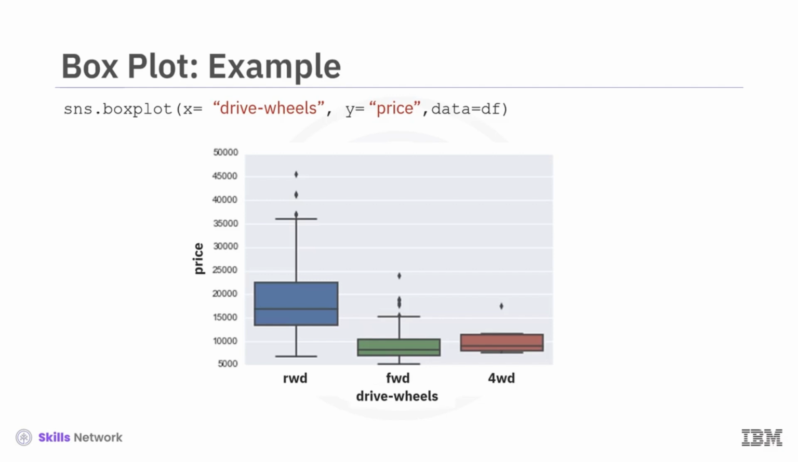We can see that the distribution of price between the rear wheel drive and the other categories are distinct, but the price for front wheel drive and four wheel drive are almost indistinguishable.